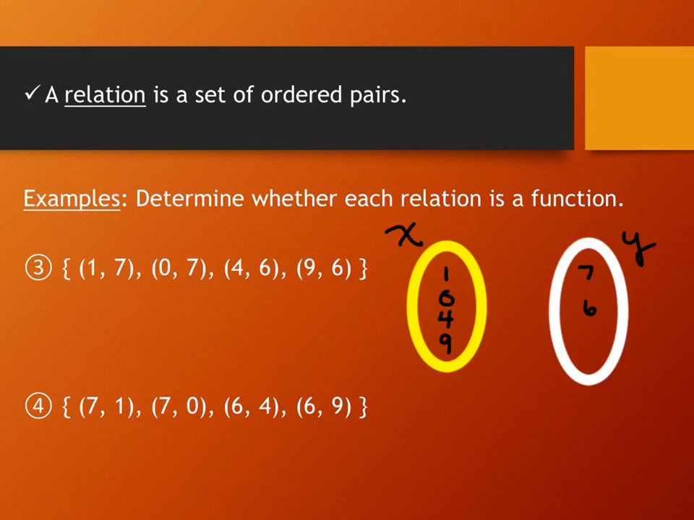Okay, so I'm just separating the pieces, putting all the x's in one circle, putting all the y's in the other circle. And then what we're going to do is draw arrows connecting them. Okay? So if it's an ordered pair, we're going to connect it with an arrow. So the first ordered pair was 1, 7, so I'm going to draw an arrow from 1 to 7. The second ordered pair was 0, 7, so I'm going to draw an arrow from the 0 to the 7. The third one is 4, 6, so I'm going to draw an arrow from 4 to 6. And then the fourth one is 9, 6, so I'm going to draw an arrow from 9 to 6.